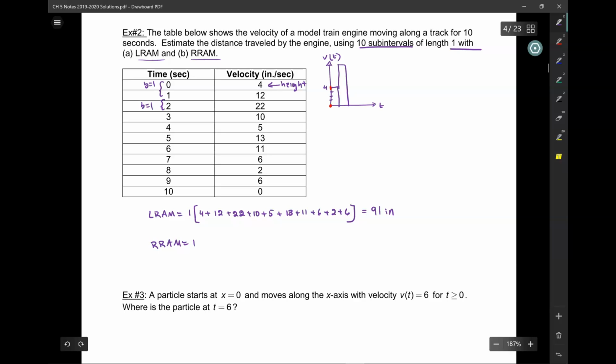RRAM is going to be the base times, now I'm going to take the right endpoints, so I start at the 12. Okay? So it's going to be 12, 22, and then I go until the last one.